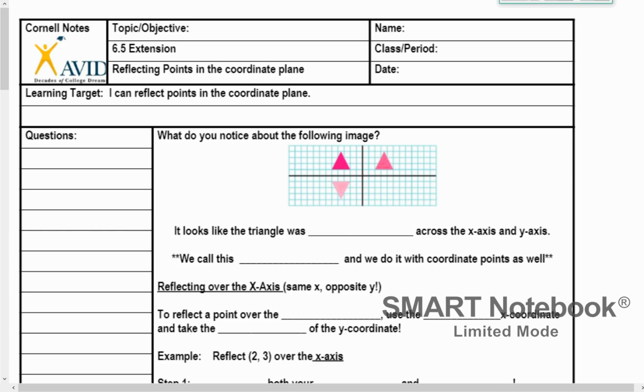All right. Today we are going to be learning lesson 6.5, extension, reflecting points in the coordinate plane. Our learning target is I can reflect points in the coordinate plane. All right, let's first talk about what is a reflection.